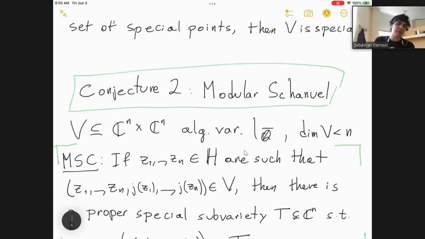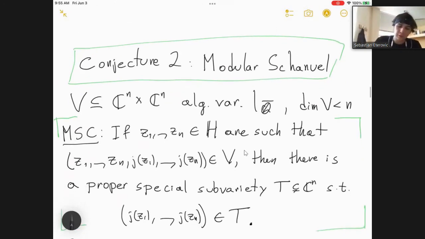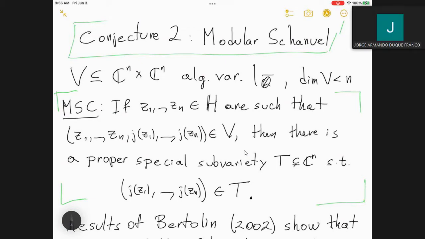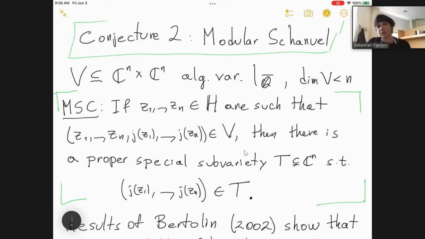So the statement first. Suppose that you have some algebraic variety, this time inside of C^n cross C^n. Because what I want to do now is intersect V with the graph of the J function. That's what I'm looking at now, this Cartesian product. Suppose you have an algebraic variety in this space defined over the algebraic numbers, and that the dimension is strictly smaller than n. Then the modular Schanuel conjecture will tell you that if the variety has a point in the graph of the J function, then this point must lie inside of a proper special subvariety.